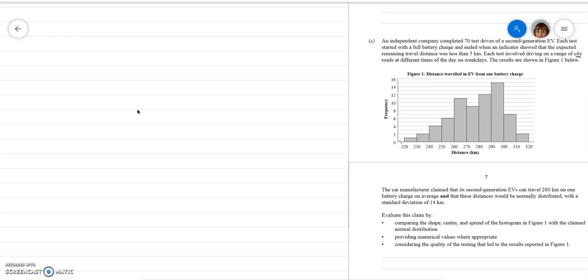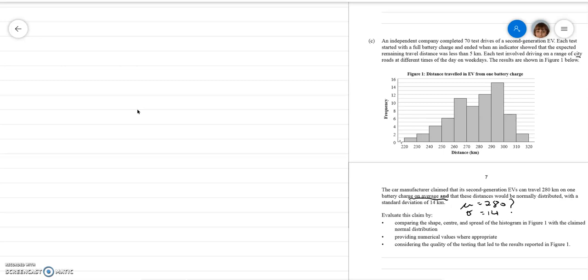The car manufacturer claimed that it could travel 280 kilometres on one battery charge on average, so they're claiming that their mean is 280, and that these distances would be normally distributed with a standard deviation of 14. So they're claiming that they've got a mean of 280, and standard deviation is 14. And I'll put a question mark all around that. Evaluate the claim by comparing the shape, centre and spread, provide numerical values where appropriate, and consider the quality of the testing.